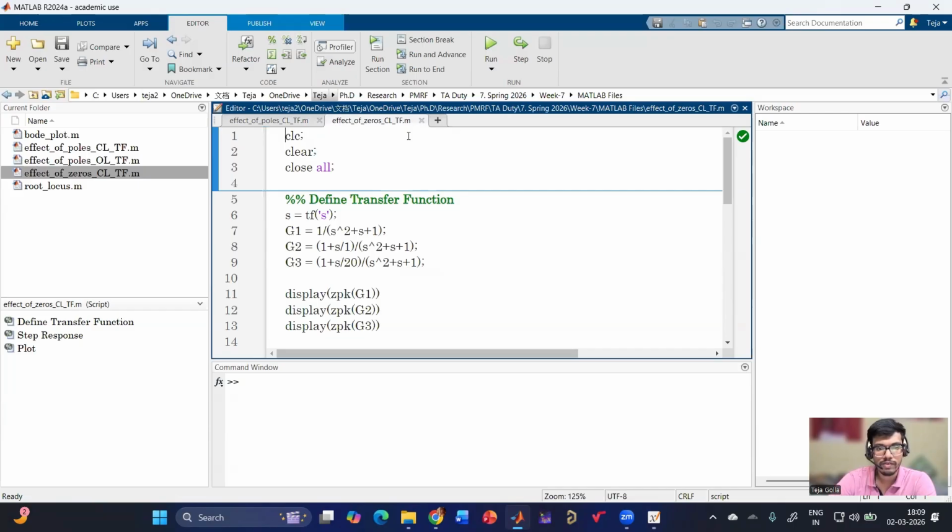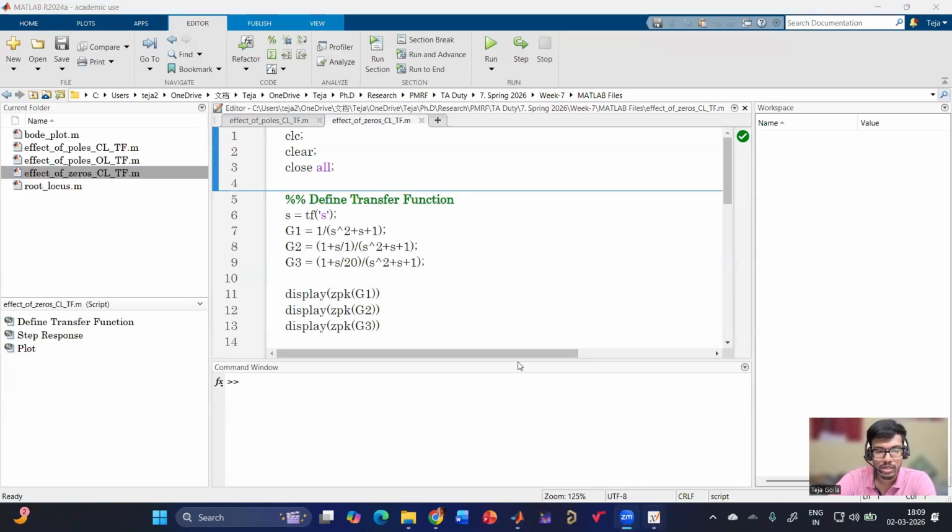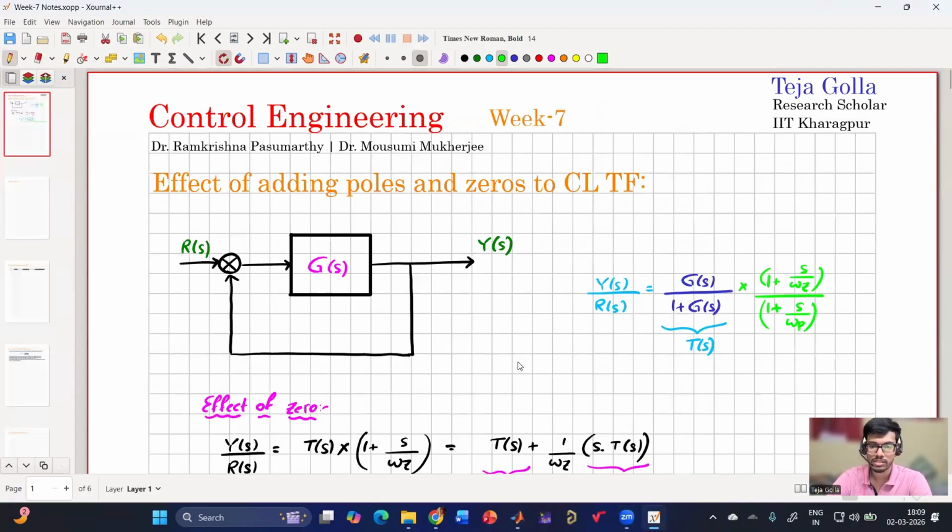Let me quickly summarize if you have missed. What we were discussing this week is about control design. But before that, we wanted to know the effect of adding zeros as well as poles to the closed loop transfer function. Here we have considered a closed loop transfer function with a forward path transfer function of G(s), so the closed loop transfer function is G(s) by 1 plus G(s). And we are checking the effect on the step response of the overall system if I add a zero, or if I add a pole, to the overall closed loop transfer function.